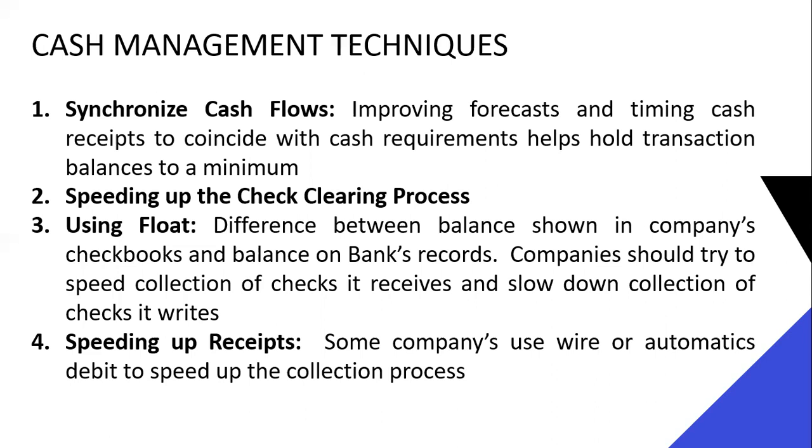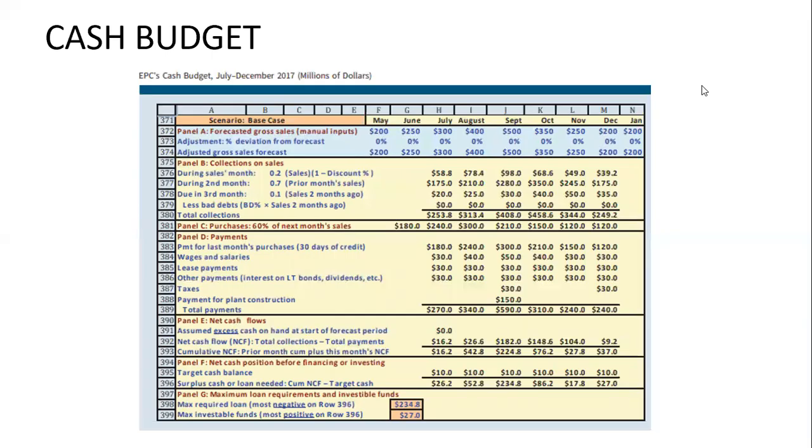And finally, another way to improve your cash management is to speed up receipts. Basically, what you can do is make payments easy for customers. You can have systems in place where people can quickly wire the money, or pay online. So these are all methods of improving cash management. This slide is an example of a cash budget. And again, as I mentioned, companies need to plan.